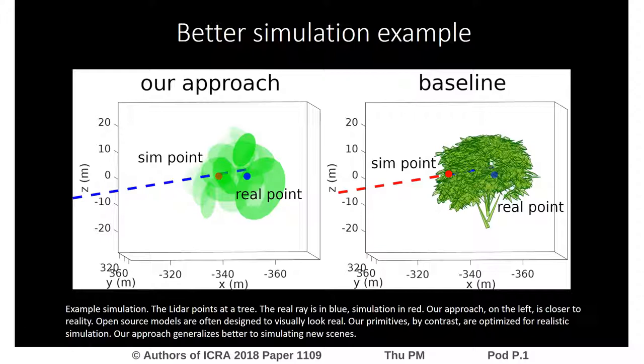Example simulation. The LiDAR points at a tree. The real ray is in blue, simulation in red. Our approach on the left is closer to reality. Open source models are often designed to look visually real. Our primitives, by contrast, are optimized for realistic simulation. Our approach generalizes better to simulating new scenes.